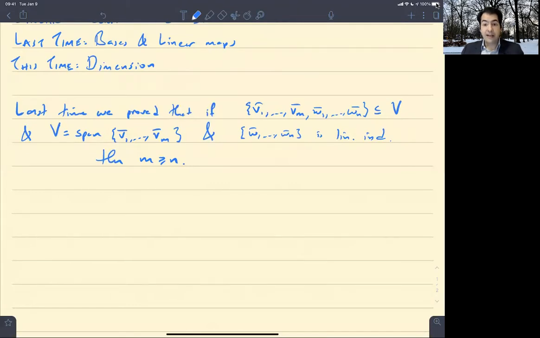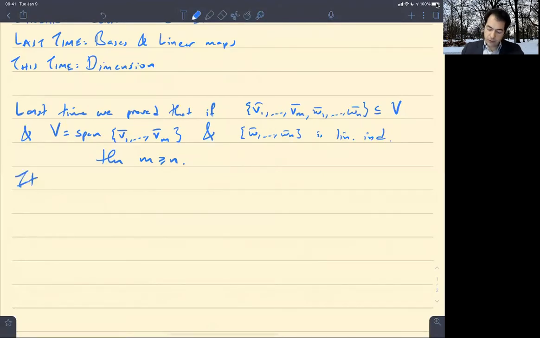Right? You need to have at least as many vectors here for them to span as you have vectors here that are linearly independent. That's not to say that any set of m vectors is going to span. It's just that if you have a set of spanning vectors, you have to have at least as many as you have in a linearly independent set.